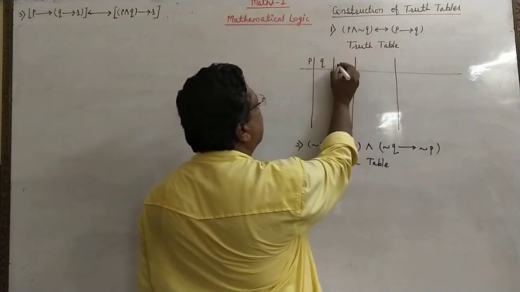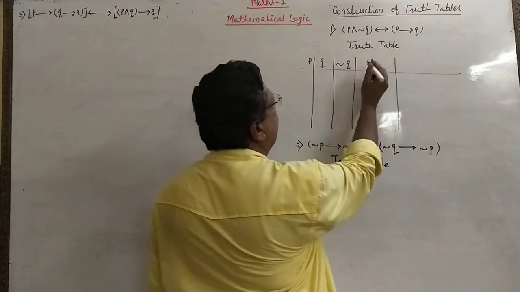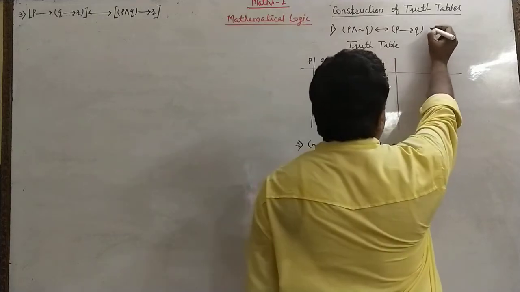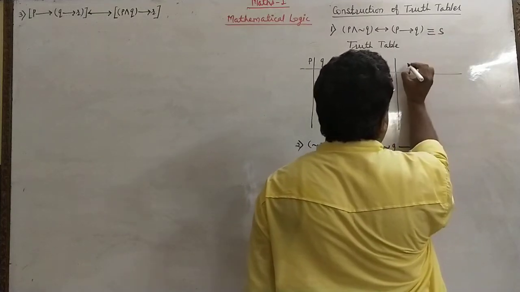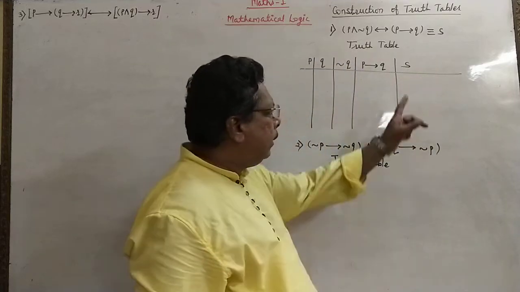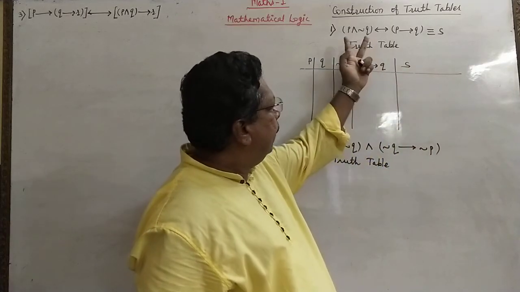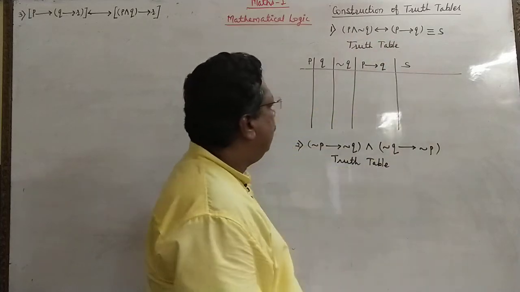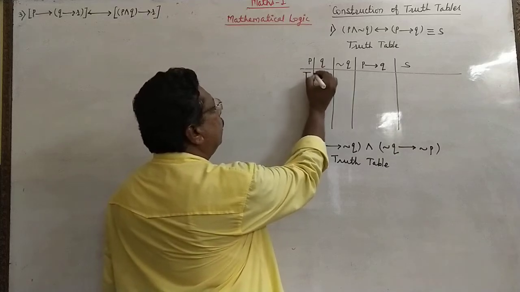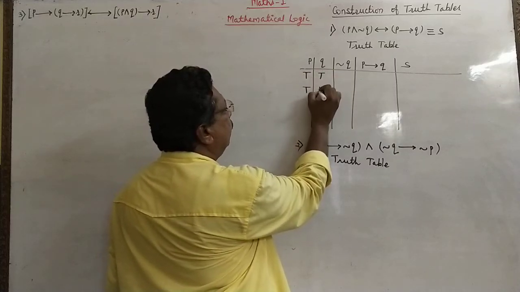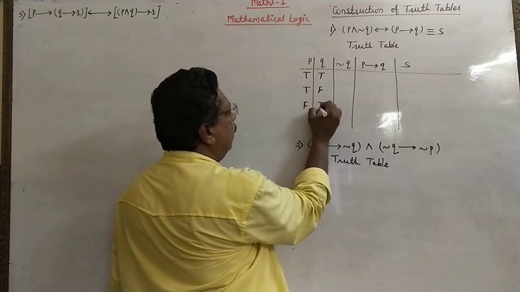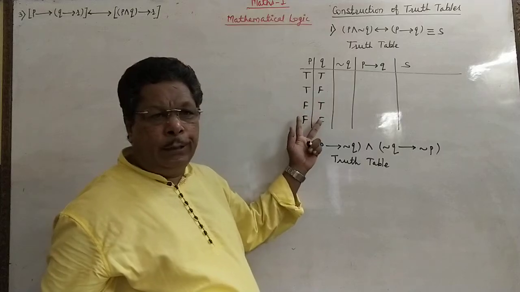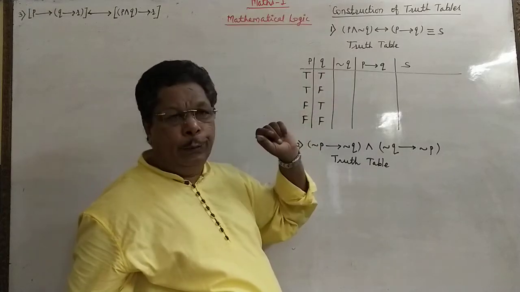The next column is negation Q. The next is P conditional Q. And the whole is S. Last column is S. S is always divided into two parts. First part is P and negation Q. Second part is P conditional Q. Now write down the possibilities. Possibilities are true true, true false, false true, false false. These are the fixed four possibilities if you have two statements P and Q.